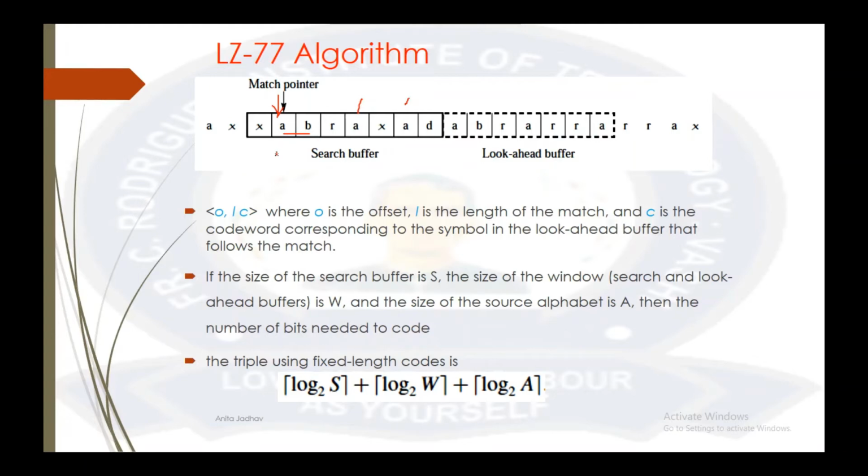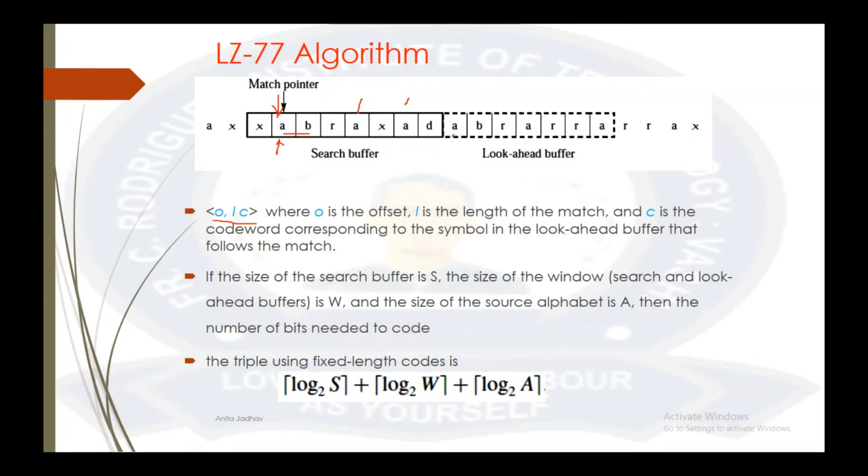So I will always consider this as my match pointer, and from this is my offset now. So OLC, where O is the offset, L is the length of the match, and C is the code word corresponding to the symbol in the look ahead buffer that follows the match. This is the triple in which your LZ77 will give you the output.